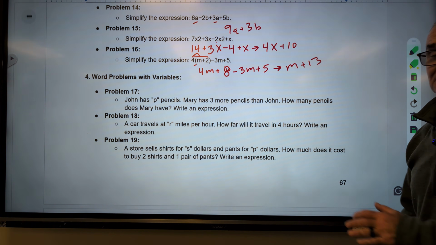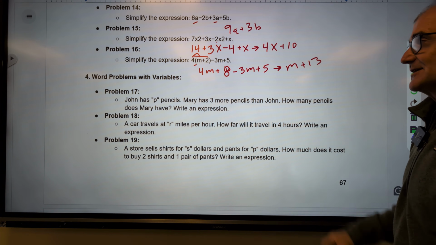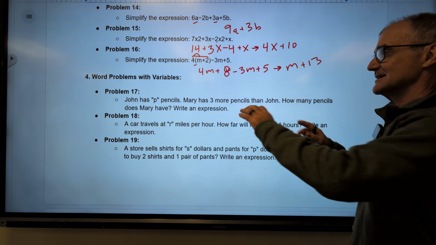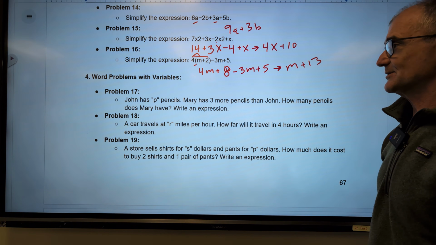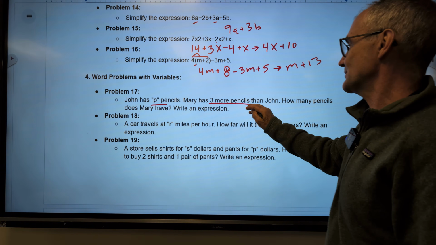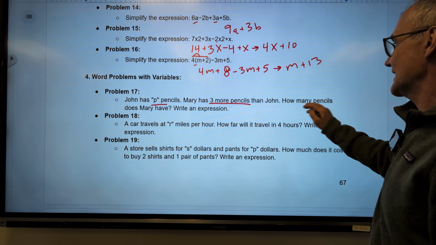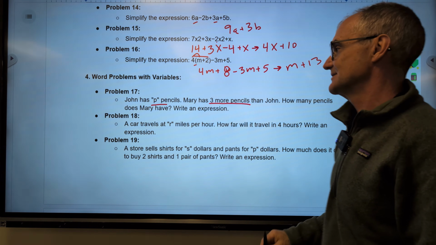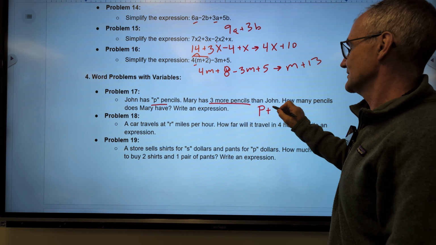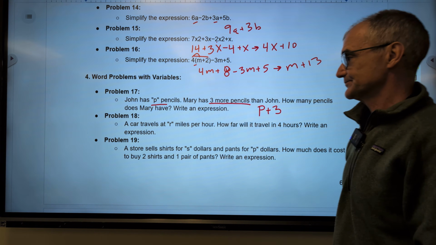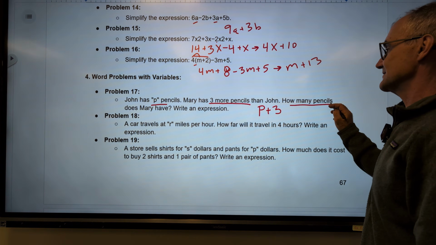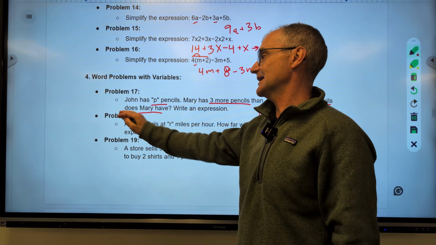All right, word problems with variables. A lot of people have a tough time with this, including myself. It's just hard to take these sentences and convert them into mathematical expressions. John has P pencils. Mary has 3 more pencils than John. How many pencils does Mary have? So Mary has the same number of pencils as John plus 3 more. One of the most important parts here is, what are they asking you for? So how many pencils does Mary have?